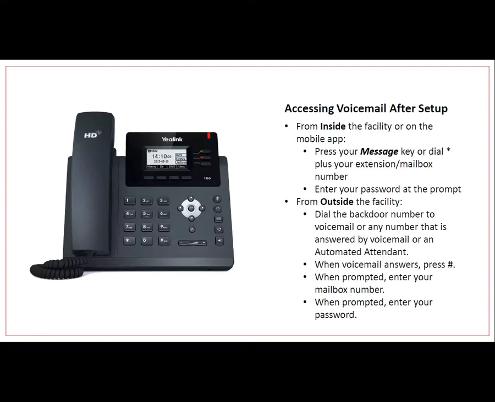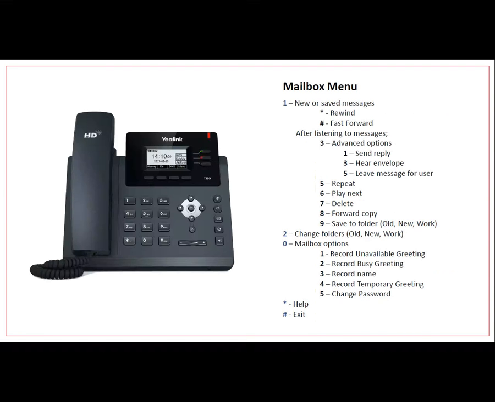Accessing your voicemail after the initial setup is easy. Just press your message key or dial star plus your mailbox number to access your mailbox. Whichever way you use, you'll be prompted to enter your new password. If you are calling from outside the facility, you will need to dial a backdoor or automated number, and when that automated message plays, press pound. The system will recognize you as an employee and prompt you to enter your mailbox number and your password.